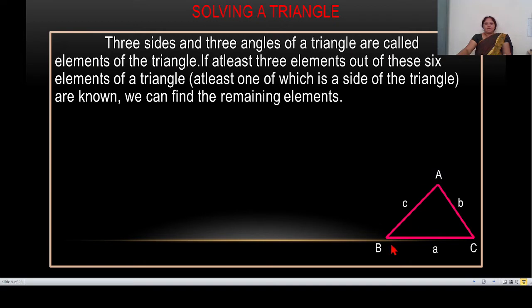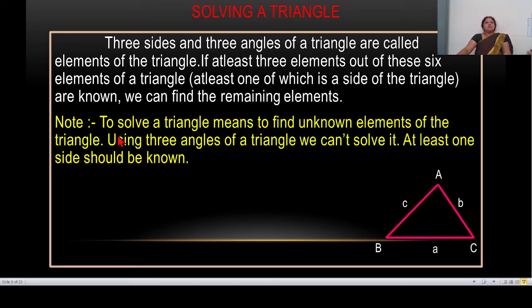Here, capital A, B and C are angles of a triangle and small a, b and c are sides of a triangle. If at least three elements out of these six elements of a triangle, at least one of which is a side of the triangle, are known, we can find the remaining elements. Note, to solve a triangle means to find the unknown elements of the triangle.